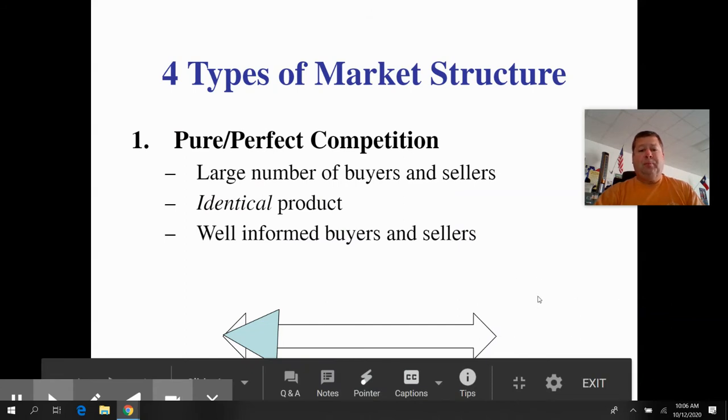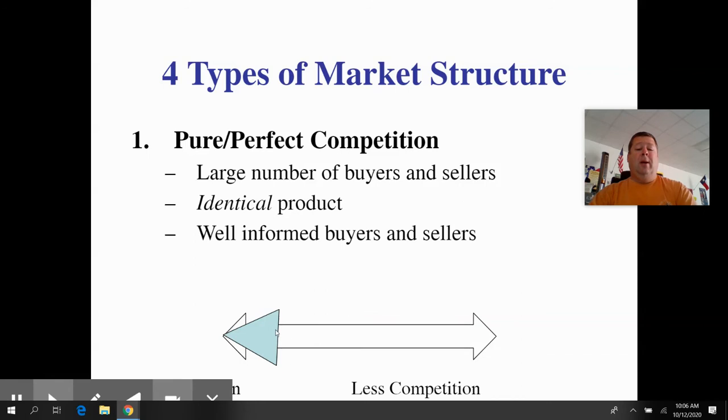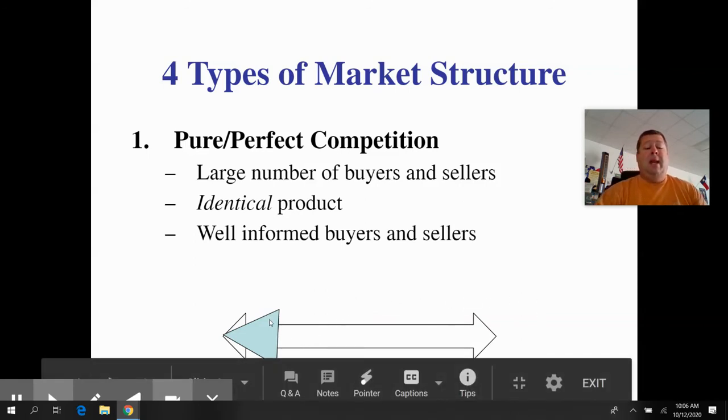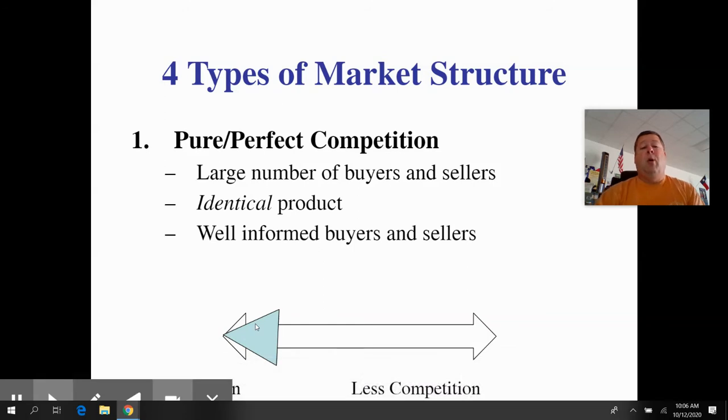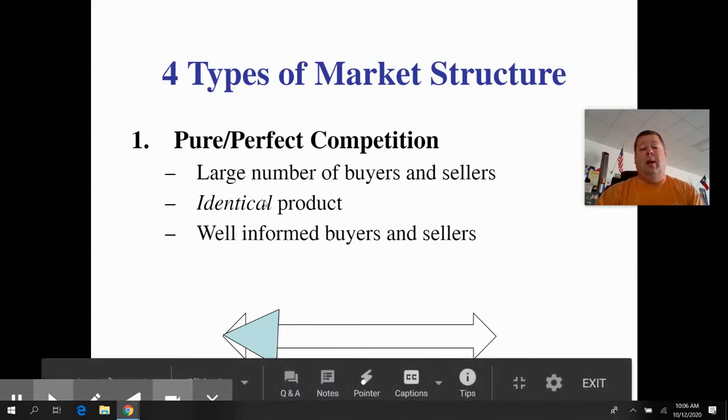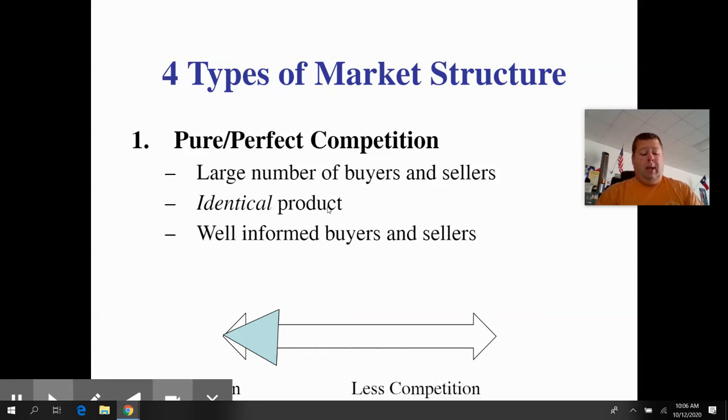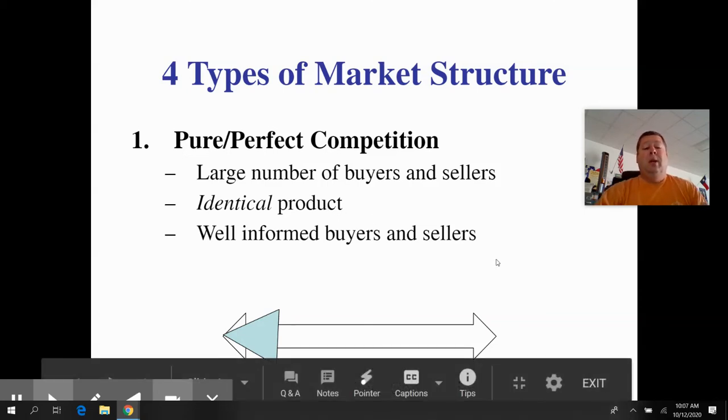The first one is pure perfect competition, and at the bottom there is a spectrum showing how much ease of entry and how much competition there is. This is the easiest form of entry into the market, and the products are identical. I'll give you an example: farmers selling fruits, vegetables, things like that. The products are identical, and it's very easy. If you want to grow a garden in your backyard and go to market and sell it, that is pure perfect competition. It's very easy to enter that market.